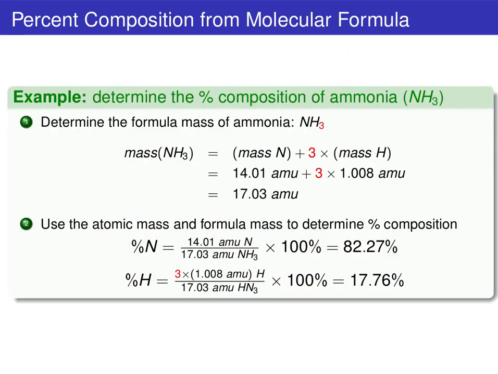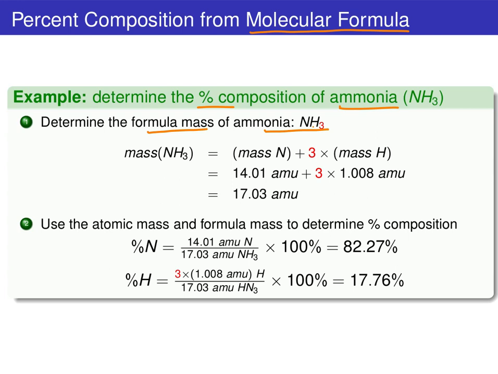Both of these approaches will get you percent composition. So let's go ahead and look at an example of how we can use the molecular formula itself to solve the percent composition of each one of the respective atoms. In this example, we're asked to determine the percent composition of ammonia. And we know the chemical formula, NH3. So the first step is then to determine the formula mass for ammonia. What's the entire mass of a given ammonia molecule?